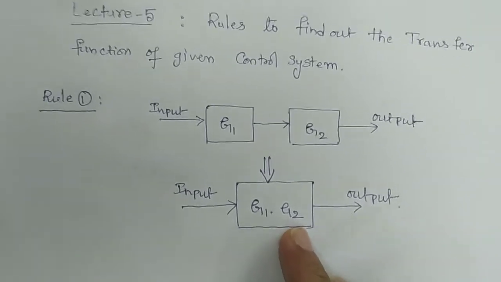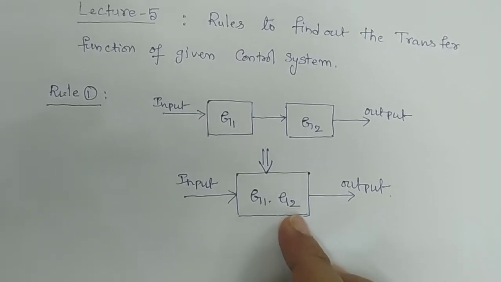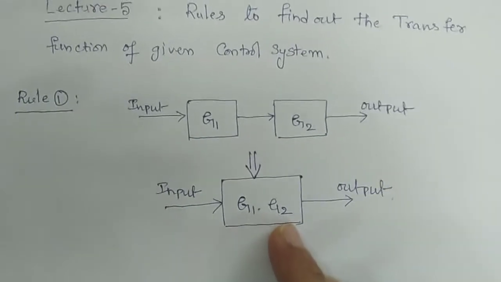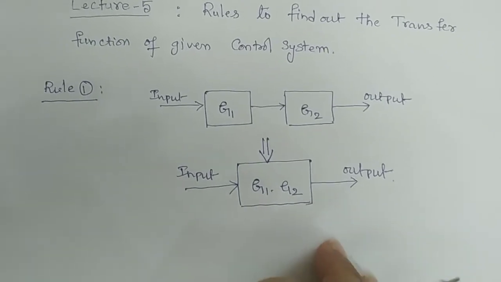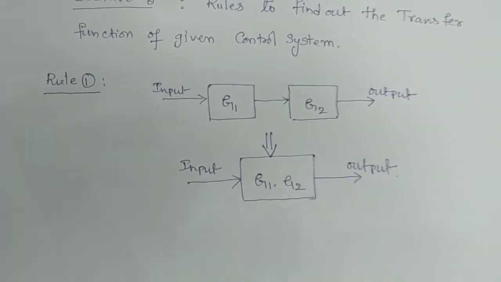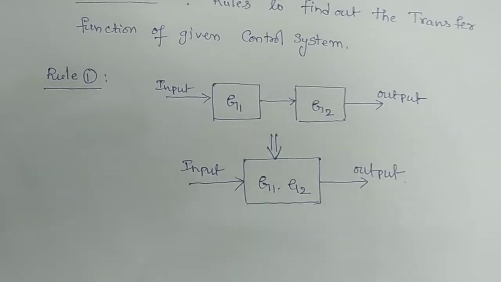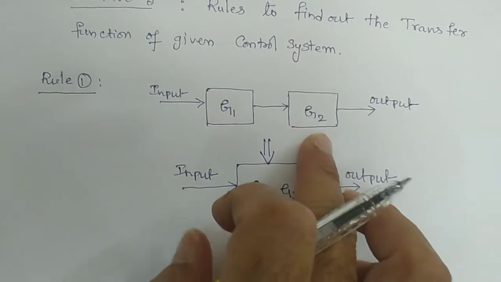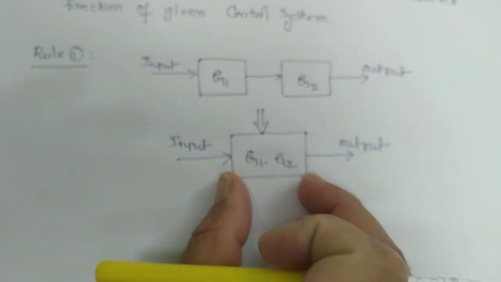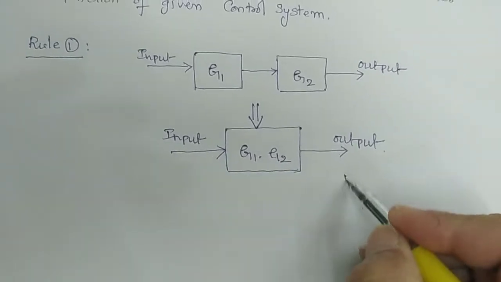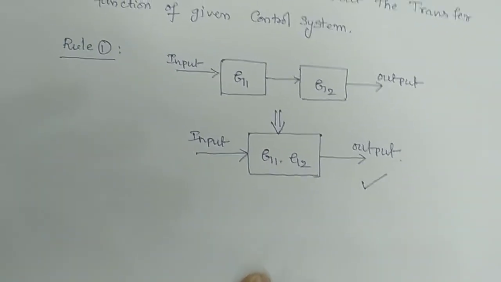Because in the last lecture, that is lecture number 4, we have seen the introduction to block diagram reduction. In block diagram reduction, we have to reduce the number of blocks. That's why here two blocks are reduced like this into a single block. Then it will be like this. This is your rule number 1.